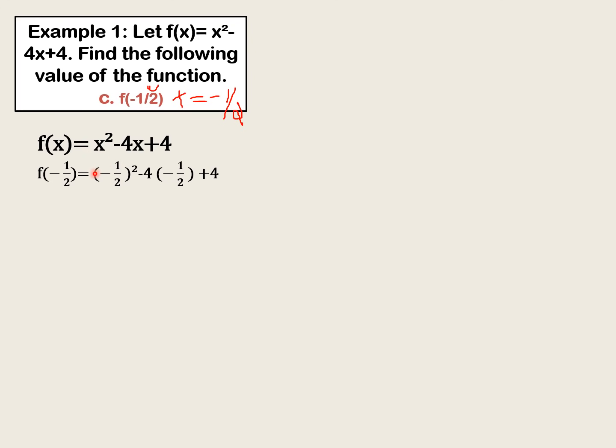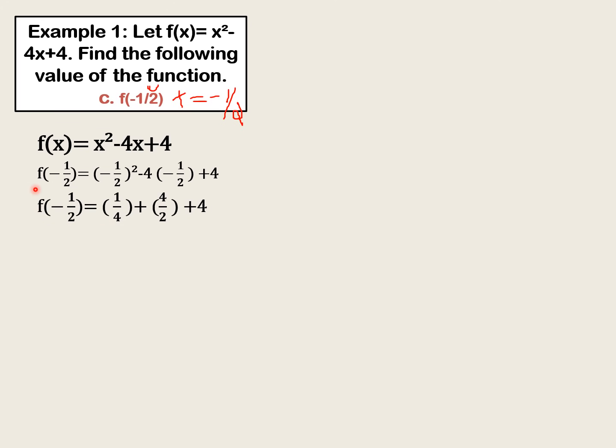Bakit ko kasi binigyan ng parentheses dito? It is because negative is included dun sa mismong square. Okay? Next, minus 4 multiply by x. So, 4 multiply by negative 1/2 plus 4. Okay. So, after you have substituted the value of x, which is negative 1/2, next is, of course, we simplify.